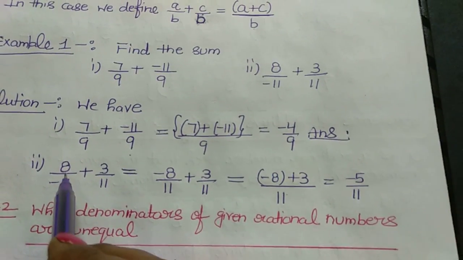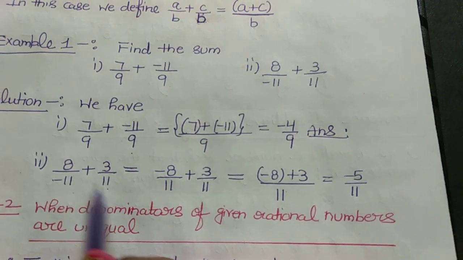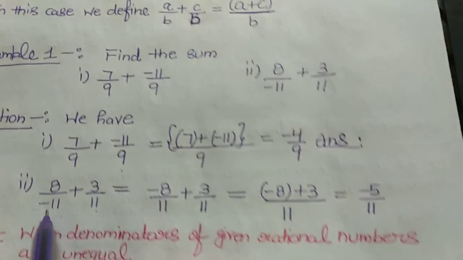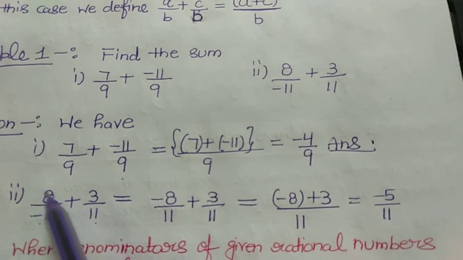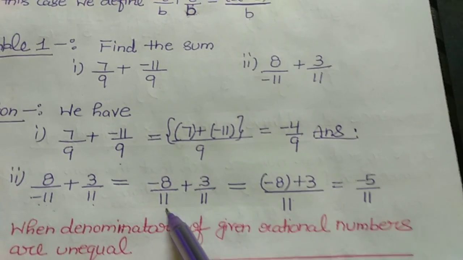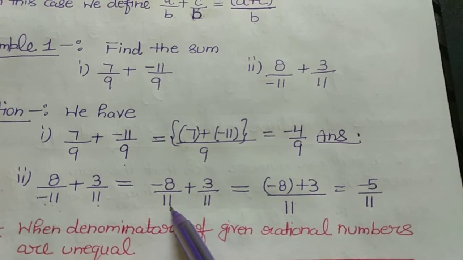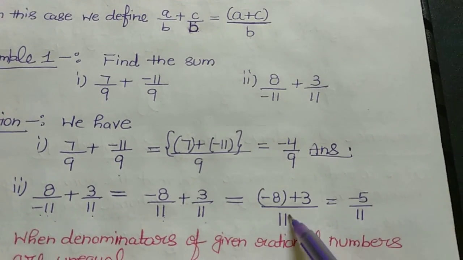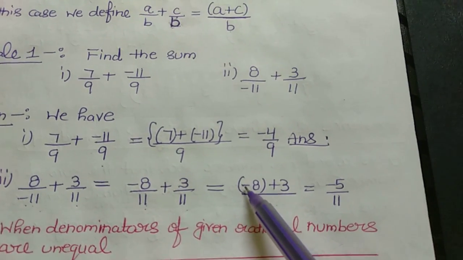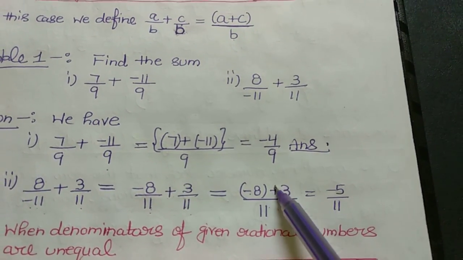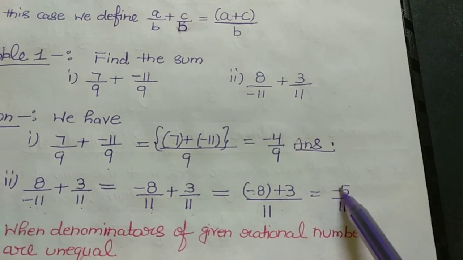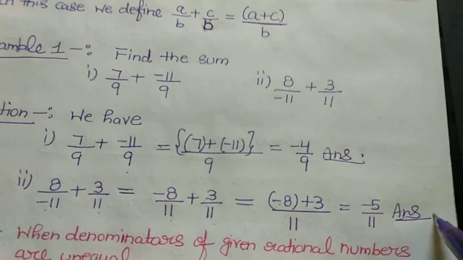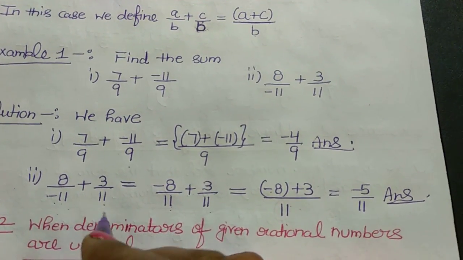Similarly, in the same way, we will add 8 upon minus 11 plus 3 upon 11. But here the denominator 11 is negative, so we will write it in the positive form. I will write 8 upon minus 11 is equal to minus 8 upon 11. I have just converted the denominator into positive. Plus 3 upon 11. Again they have the same denominator 11. So we will write the common denominator 11 and add the values of their numerator. Minus 8 plus 3 is equal to minus 5 upon 11. That will be the answer of the second part.